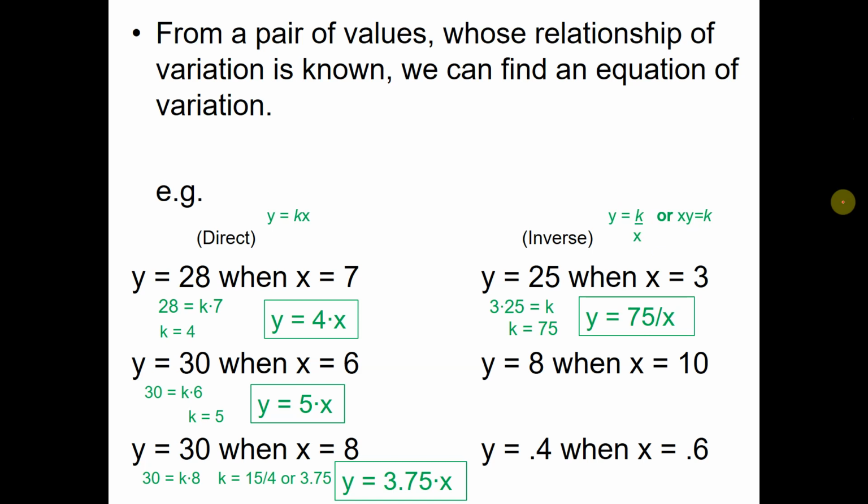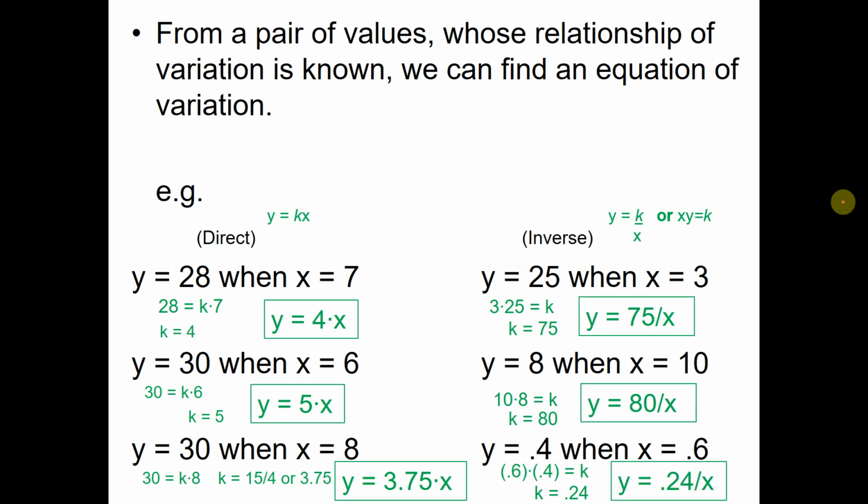So anyway, next one. Y is 8 when x is 10. That means k has to be 10 times 8, which is 80, which means that y equals 80 over x. Again, please use over. Then the last one. 0.6 times 0.4 is k. That means that k is 0.24. And that means that y equals 0.24 over, please use over, x.